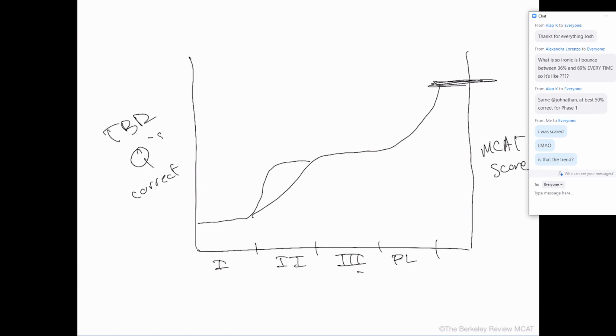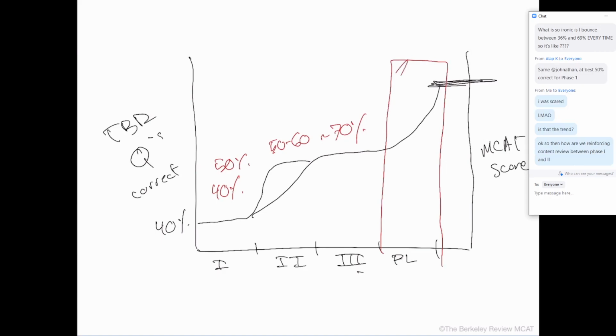And so for phase questions, I think 40% is normal, and 50% is actually really good for phase one. 40 is normal, 50 is good, and you're going to want to slowly get this up to around 50 to 60, and then by phase three, hopefully around 70. And then FLs, this is its own beast, and we'll talk about that later.